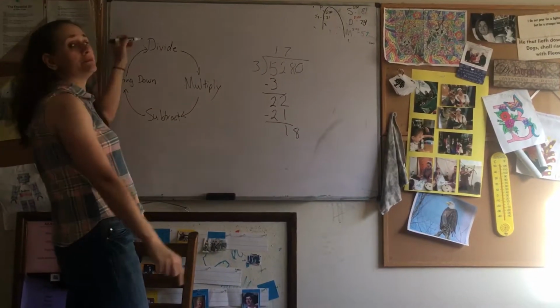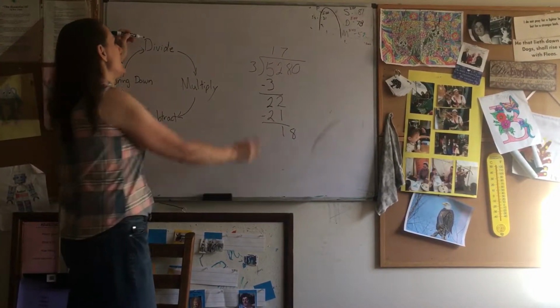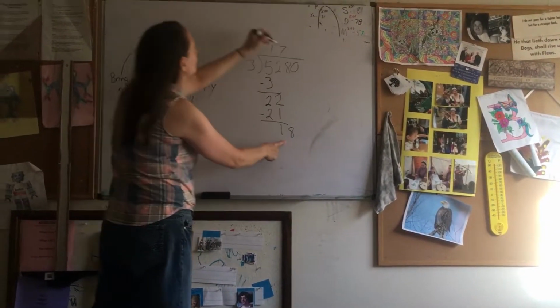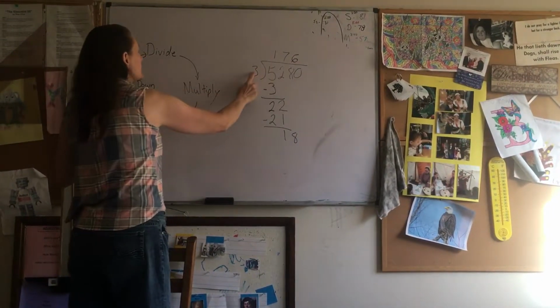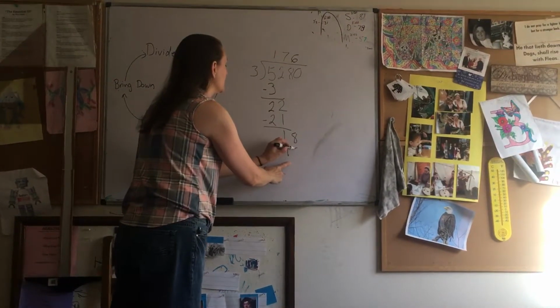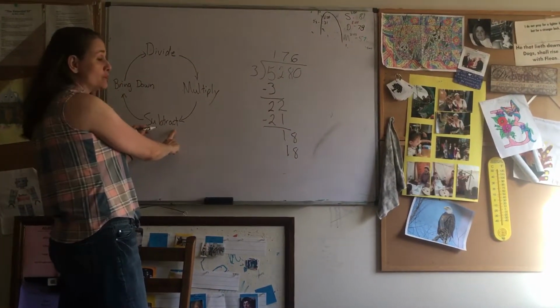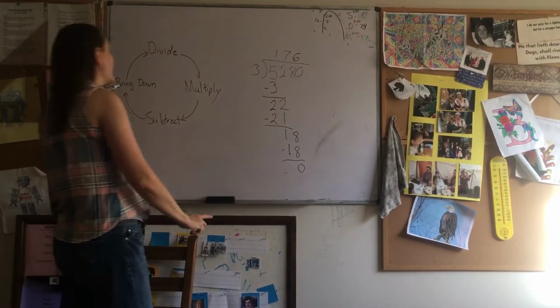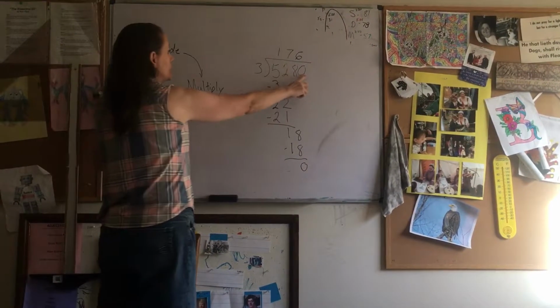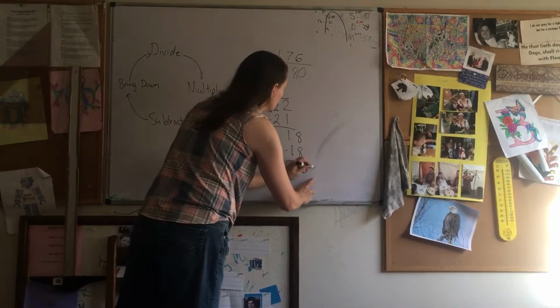Now we're back to divide. How many times does 3 go into 18? 6. Multiply. 6 times 3 is 18. Next step is to subtract. 18 minus 18 is 0. Our next step is to bring down. We bring down this other 0.